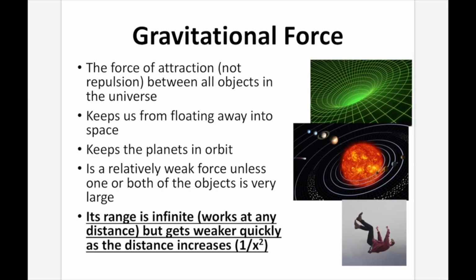Gravitational force. The force of attraction, so not repulsion, between all objects in the universe. It keeps us from floating away into space. It keeps the planets in orbit. And it's a relatively weak force unless one or both of the objects is very large. Its range is infinite, so it works at any distance, but it gets weaker quickly as the distance increases, and that's 1 over x squared. So as we double the distance, it would be 1 over 2 squared, so our gravity would be 1/4 as strong. If we triple the distance, it would be 1 over 3 squared, which would equal 1 over 9.